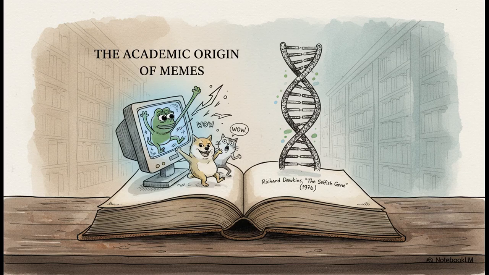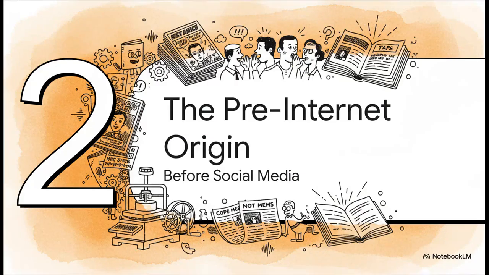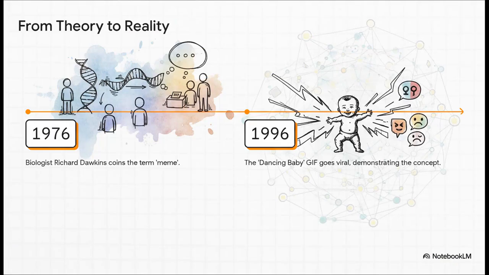Not even close. We have to go way back to a source that's, well, a lot more academic than you'd think. That's right, we're going back to its pre-internet origin, long before anyone had ever heard a dial-up modem or scrolled through a social media feed. Now, what's so fascinating here is the time gap. The word meme was actually coined way back in 1976 by the biologist Richard Dawkins, but it took a full 20 years for that concept to find its perfect playground, the internet.